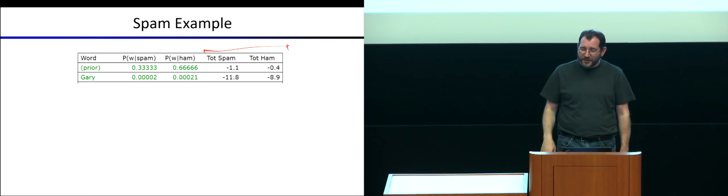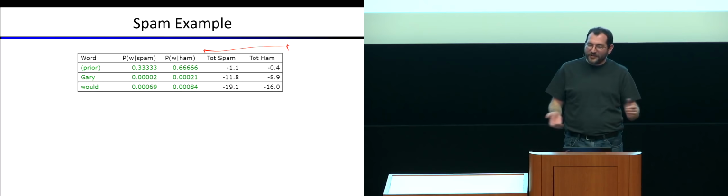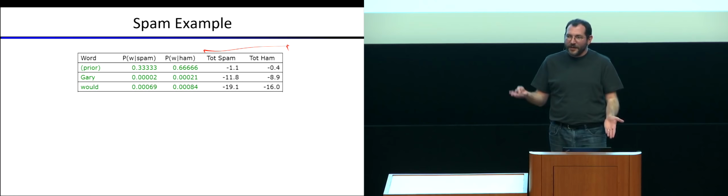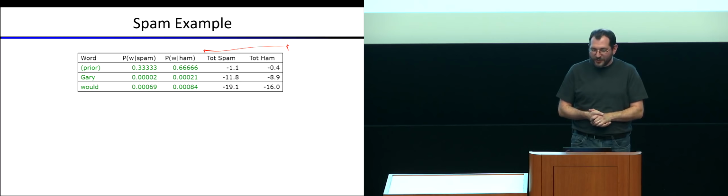All right, Gary, would. This is one of those words that's actually quite common. But it's not that asymmetric. It doesn't change my beliefs that much. You can think about these as belief updates. Think back to the HMM. Evidence is coming in. My beliefs update as I multiply in terms of probability. Maybe it makes me think a little more ham, because would is one of those nice, harmless, common words that occurs in natural text. Gary, would you?